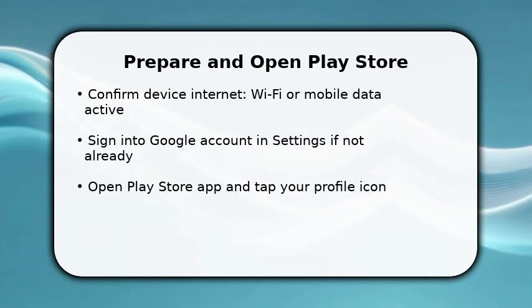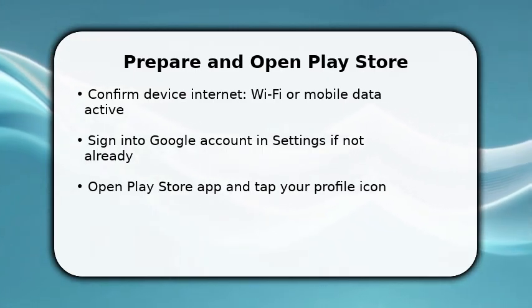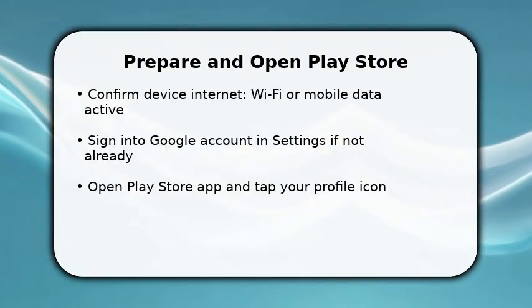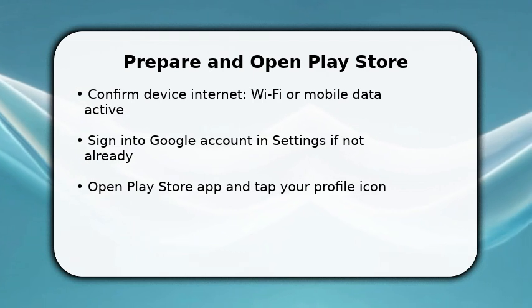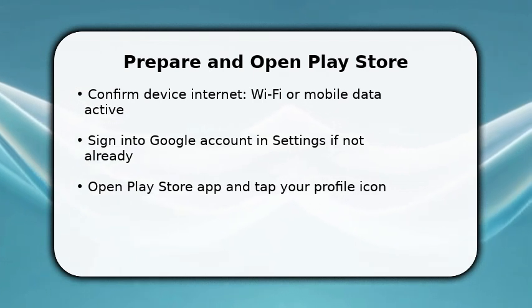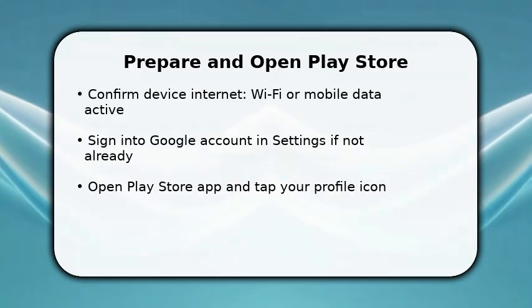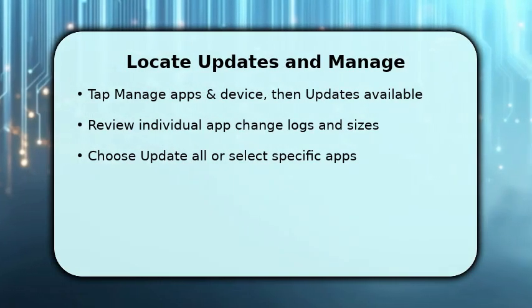If you see multiple accounts, choose the one tied to app purchases and settings. These steps establish the permissions and context required for the updating flow to work smoothly. Now you navigate to manage apps and device and open updates available to see pending items.